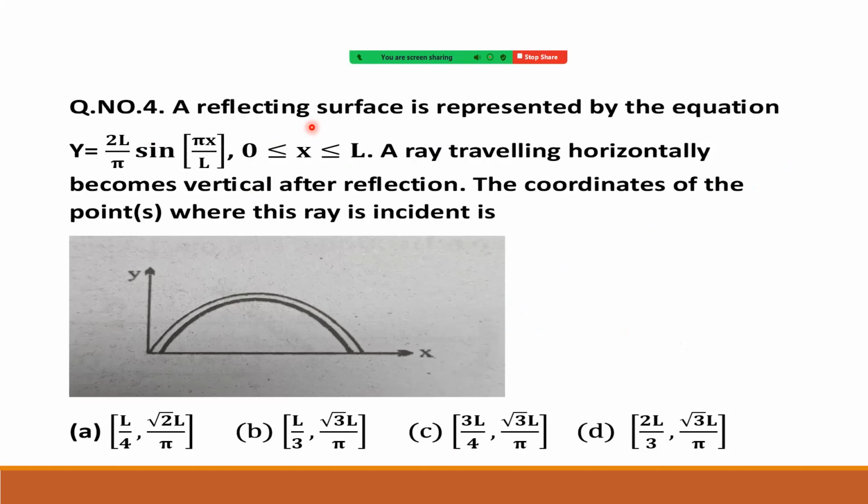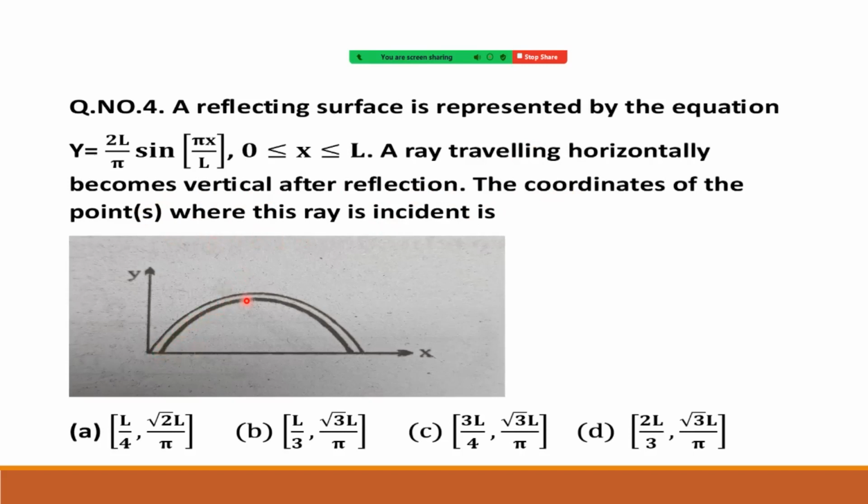A reflecting surface is represented by the equation y equal to 2l by pi sine of pi x by l, where x lies in between 0 and l. A ray traveling horizontally becomes vertical after reflection. Find the coordinates of the points where this ray is incident.